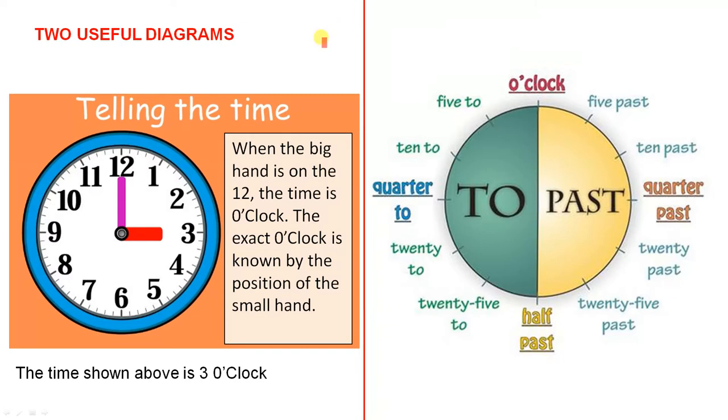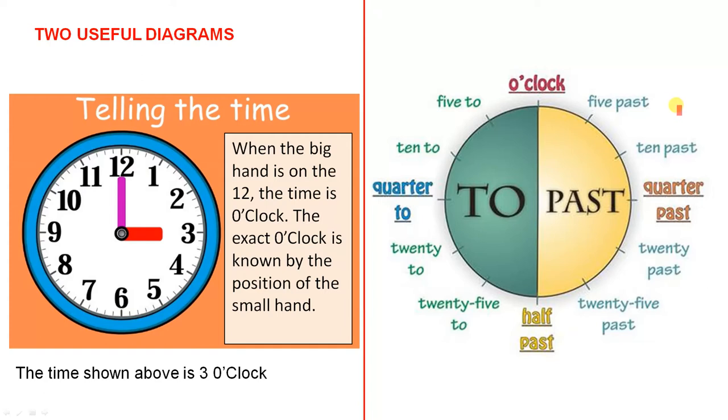Two useful diagrams with respect to telling the time. The time shown above is 3 o'clock. We've seen this before, and this is a very quick revision. When the big hand is on the 12, the time is o'clock. The exact o'clock is known by the position of the small hand. Because this small hand points to the 3, it is 3 o'clock.